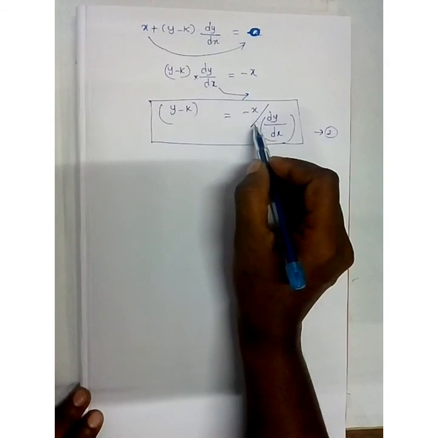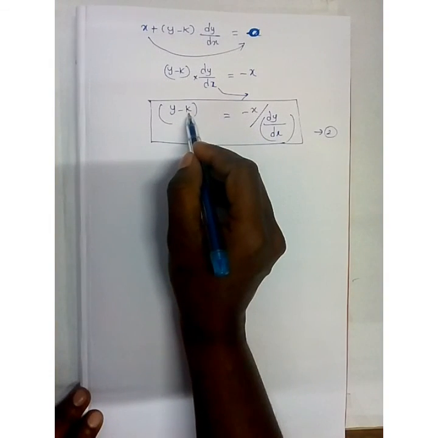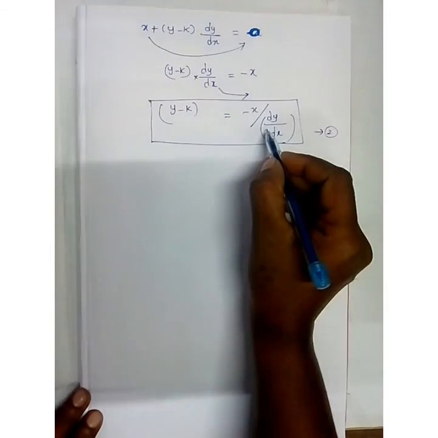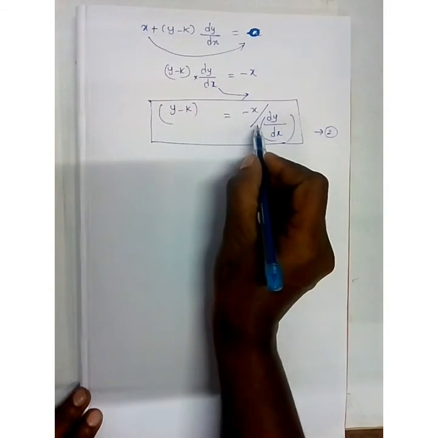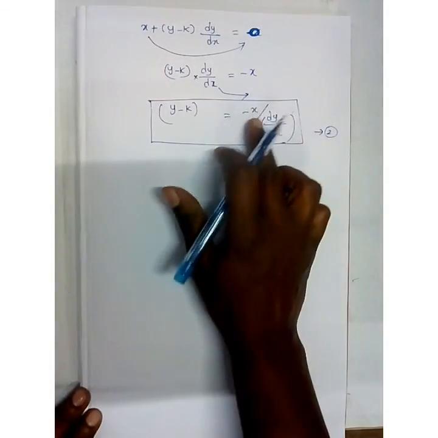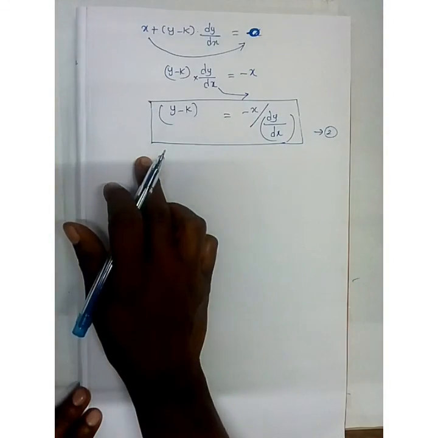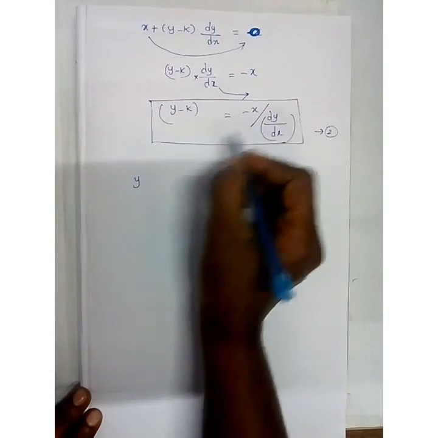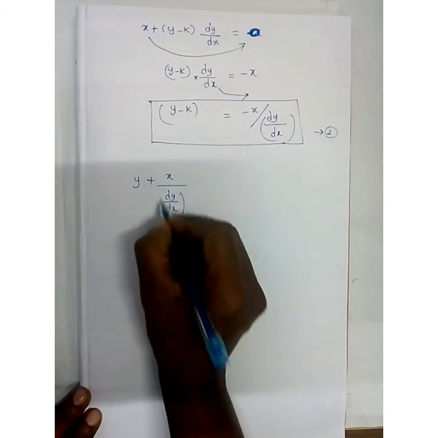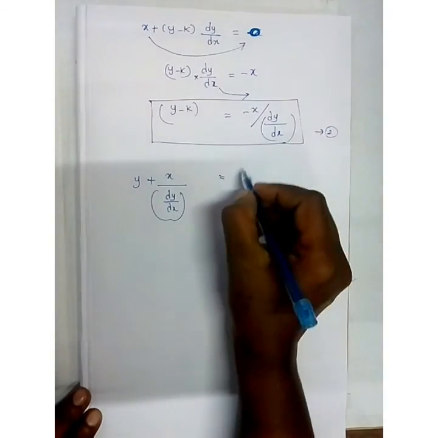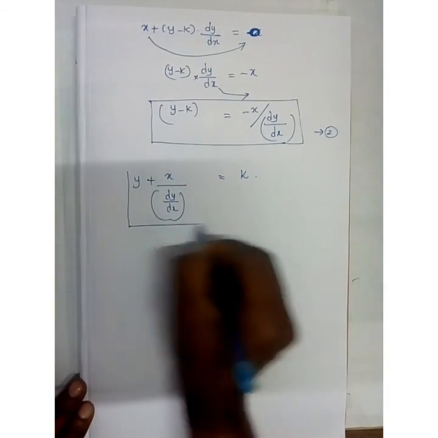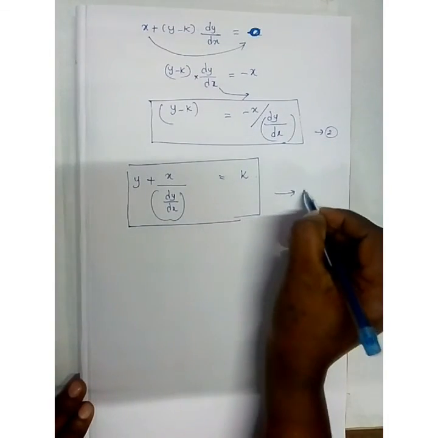From this I am going to find the k value alone. Here k is negative, so I am going to bring this k to the right side. Minus k will become plus k and this whole term will come to this side. So minus x divided by this term will become positive: k equals y plus x divided by dy by dx. When minus k goes to this side it becomes plus k. So this is our k value. Keep it as equation number 3.